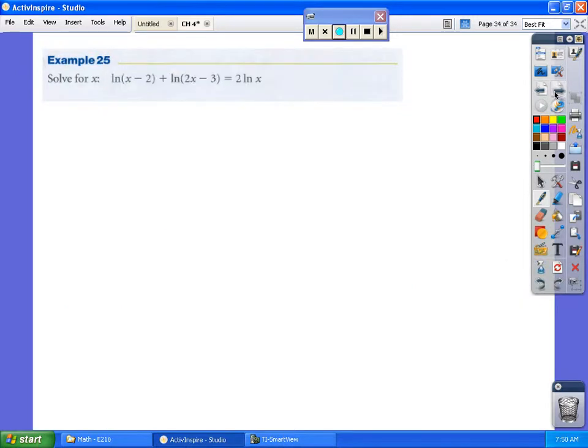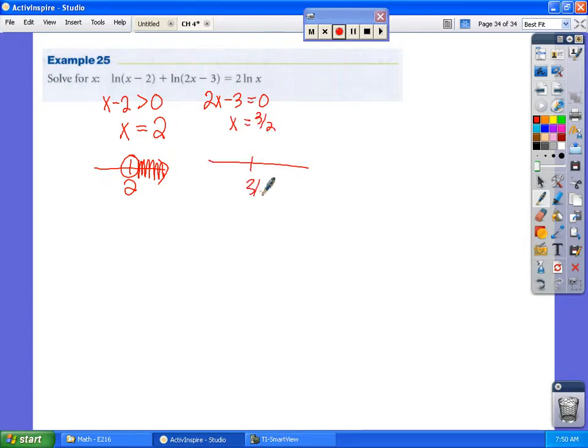So the next one, I'm going to do your domains first. So x minus 2 has to be greater than 0. So we just solve it just like it's equal to 0. Put your 2, can't equal 0, but if I put in 3 and I do 3 minus 2, I would get a positive value. So there's that part of the domain. And then 2x minus 3 equals 0. x equals 3 halves. Same thing, 3 halves goes here. Open circle, because if I substitute in 3 halves, you'll get the ln of 0, which we can't have, but put in 100. 100 would be to the right, so this is the domain.